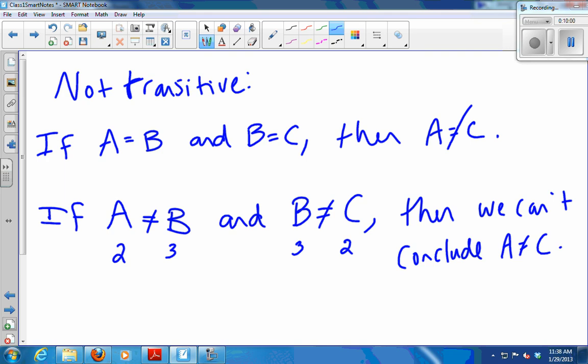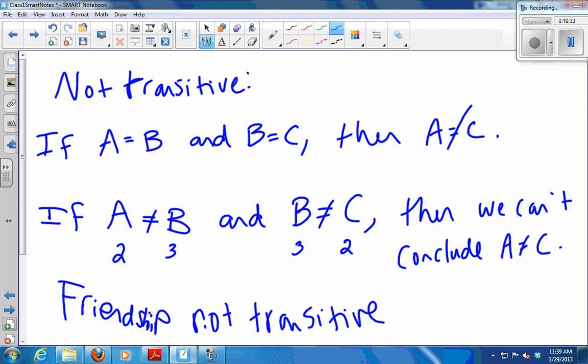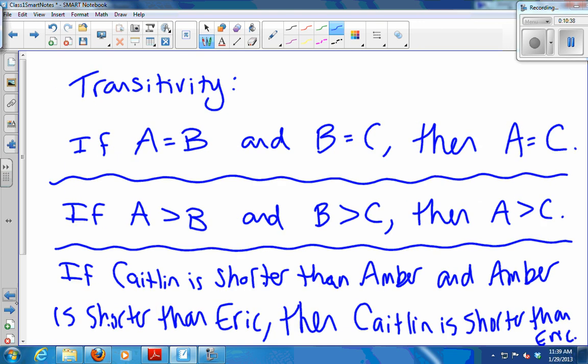How about friendship? Is friendship transitive? If I'm friends with Hannah, and Hannah is friends with Kyle, does that mean that me and Kyle are automatically friends? Nope. So friendship is not transitive. Inequality is not transitive. Okay, so hopefully we have a little bit of a grasp of what transitive means.